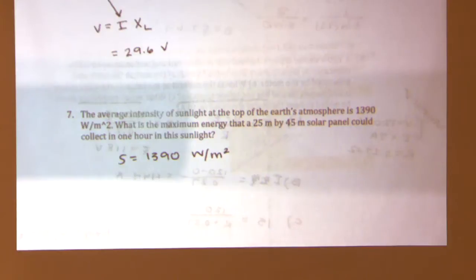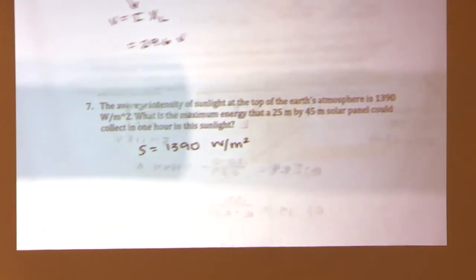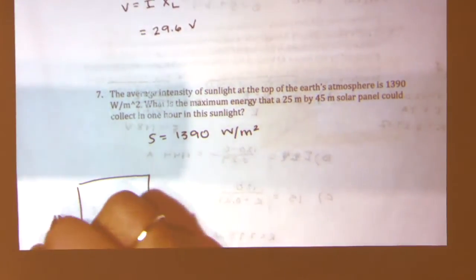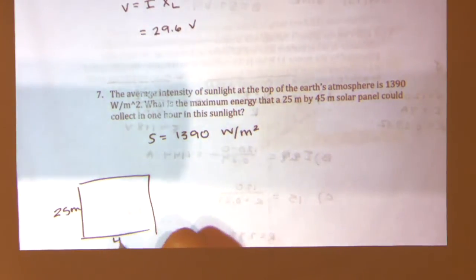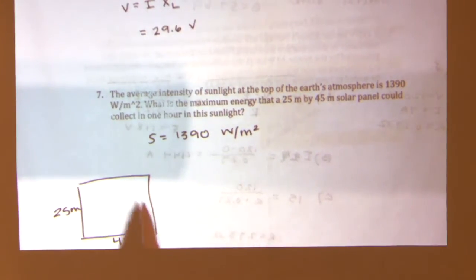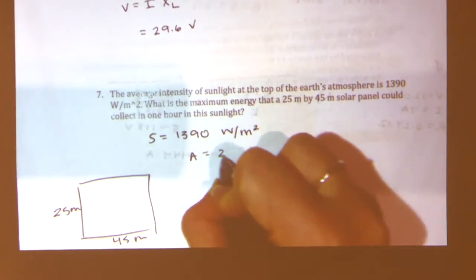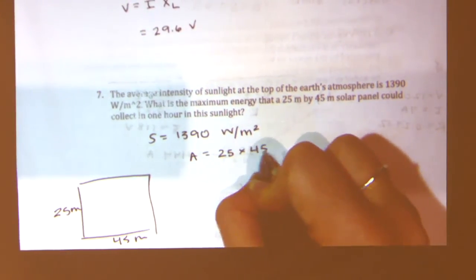So we want to know the maximum energy that a 25 meter by 45 meter solar panel could collect in 1 hour of the sunlight. So you have a solar panel, just a square. So we have 25 meters by 45. So that's giving us the area of our panel. So our area will be 25 times 45.